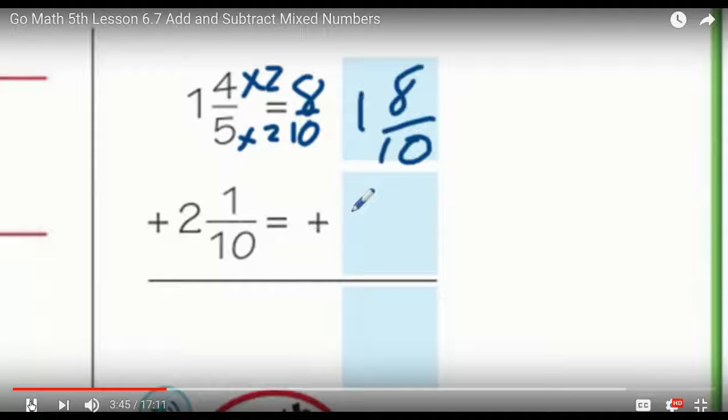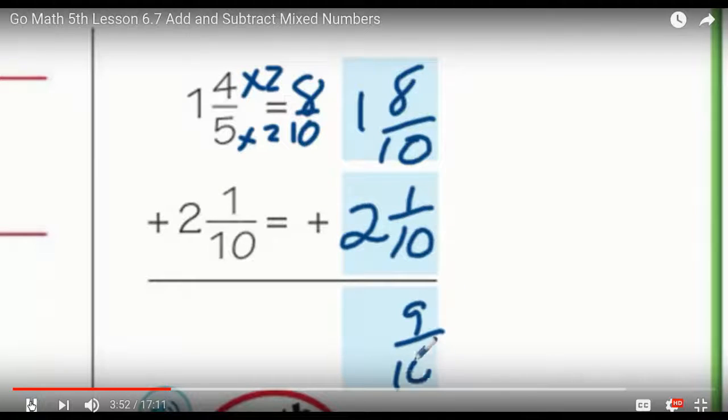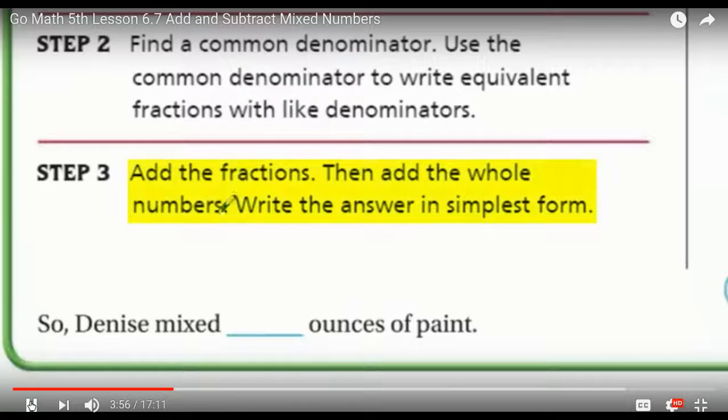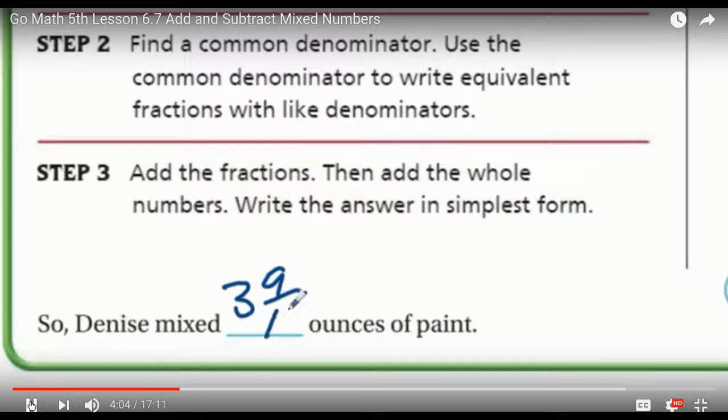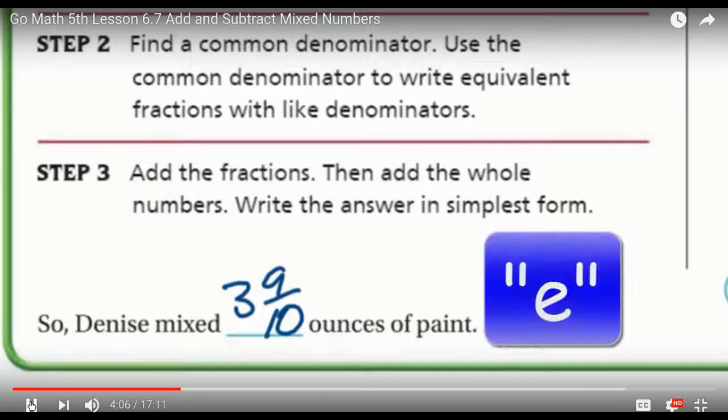And here, nothing changes. It's just going to be 2 1/10. So if I add them together, I'm going to get 9/10, and then here I add the whole number part, and I get 3. It says add the fractions and add the whole numbers, write the answer in simplest form. 3 9/10, I do believe, is in simplest form. So I'll write that just like that. 3 9/10. Woohoo! Yeah.